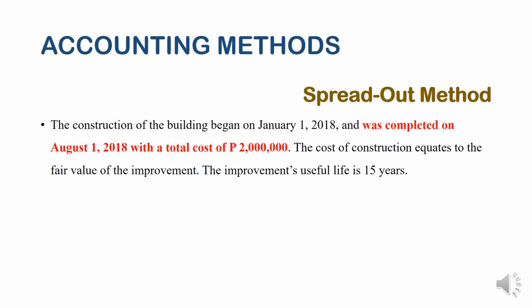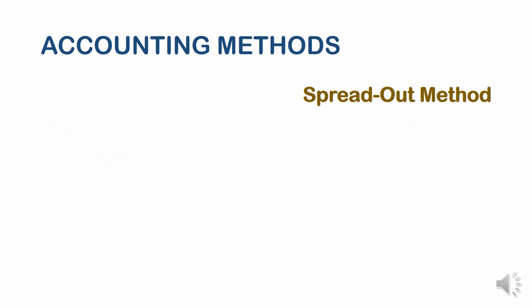The construction of the building began January 1, 2018 and was completed on August 1, 2018 with a total cost of 2 million pesos. The cost of construction equates to the fair value of the improvement, and the improvement's useful life is 15 years. So basically, we have the same problem from the previous one, but in this case, we'll be using the spread out method. So what will be our solution?